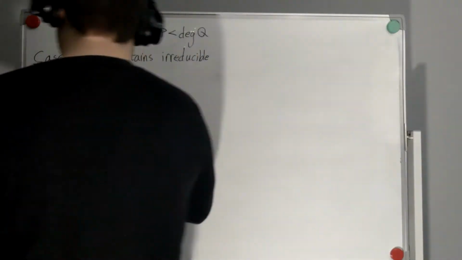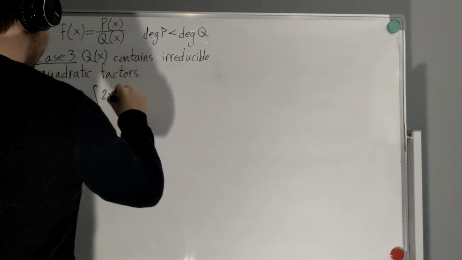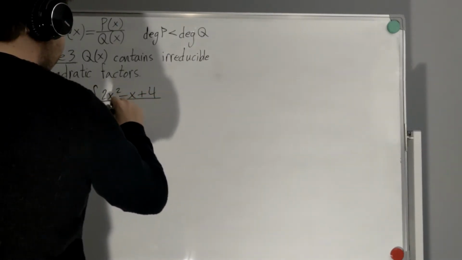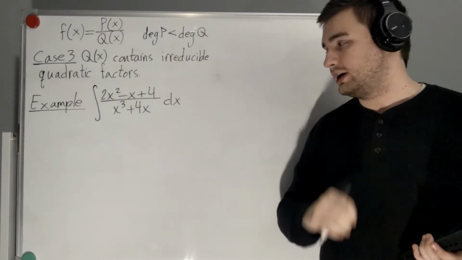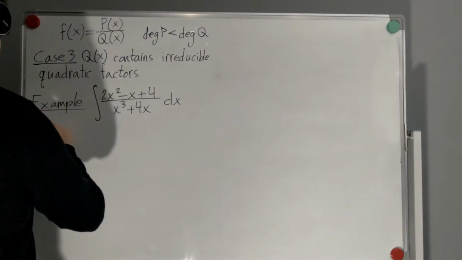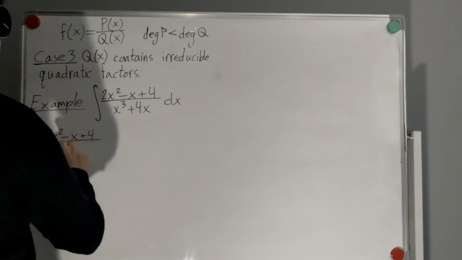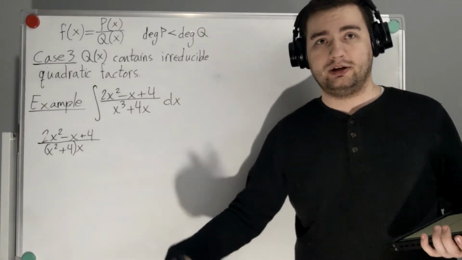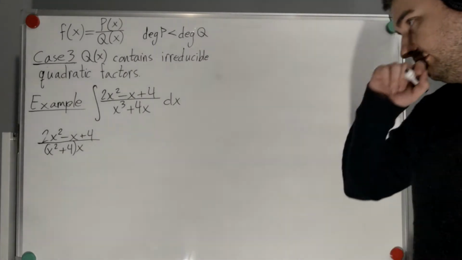Okay? So, let's take a look at an example of one of these. So let's say we have 2x squared minus x plus 4, and we're going to divide that by x cubed plus 4x dx. Okay, so once again, we need to completely factor the denominator as much as possible. So we'll get 2x squared minus x plus 4 divided by x squared plus 4 multiplied by x. And then x squared plus 4 cannot be factored further because it's an irreducible quadratic. Again, b squared minus 4ac is negative.